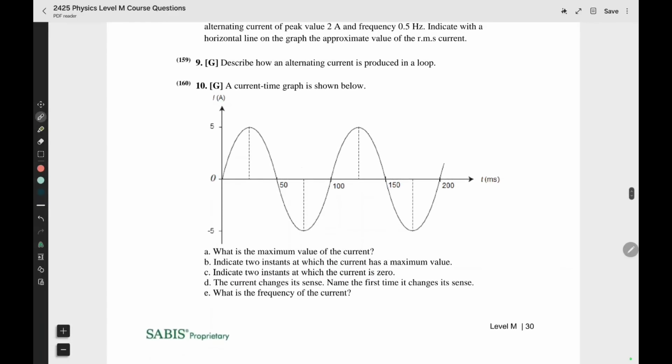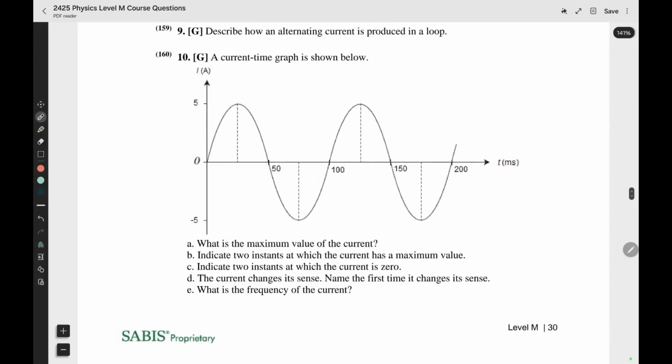Okay, a current time graph is shown below. What is the maximum value of the current? Obviously 5 ampere, right? Indicate two instances at which the current has a maximum value. You could say here 25 ms and 125 ms, right?